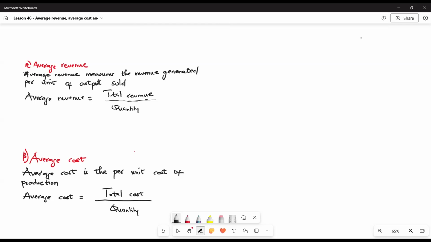Hi, welcome back. Our previous lesson was on economic versus accounting profit. Today, we'll be moving on to average revenue, average cost, and your profit margin.